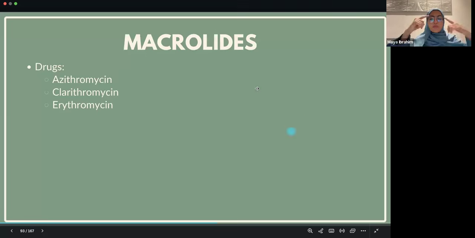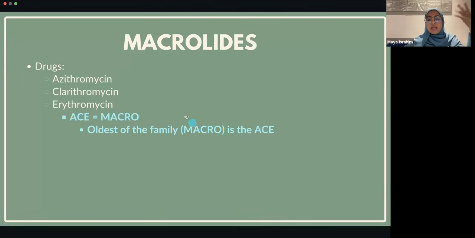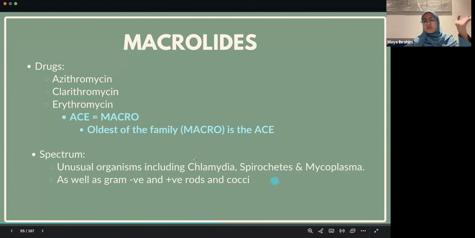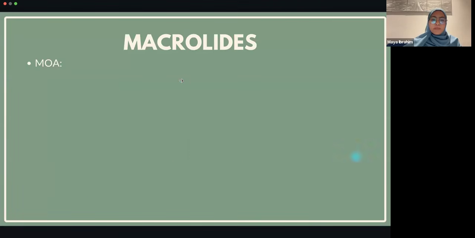Macrolides. How I remember it is that the oldest of the family is the macro, right? And the oldest of the family, to me, because I'm the oldest of the family, is the ACE. ACE stands for azithromycin, clarithromycin, erythromycin. The spectrum is unusual organisms. Again, you only need to know the distinctive ones: chlamydia, spirochetes, and mycoplasma. Macro spectrum, big spectrum: gram-negative, gram-positive, cocci, rods, chlamydia, spirochetes, and mycoplasma.